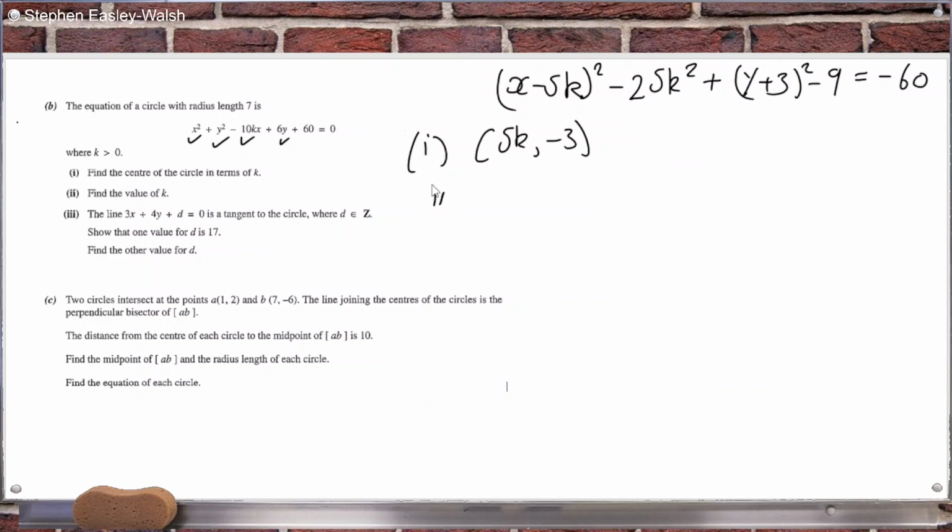Part 2 now. We can note that the radius squared is equal to 25k squared plus 9 minus 60, which is supposed to equal 49. So 49 plus 60 minus 9, divided by 25. That means k equals 2, because it has to be positive.